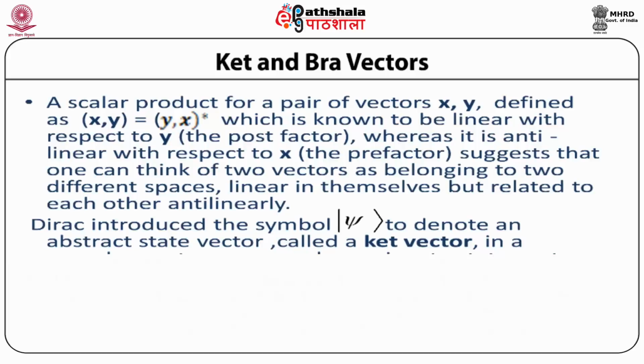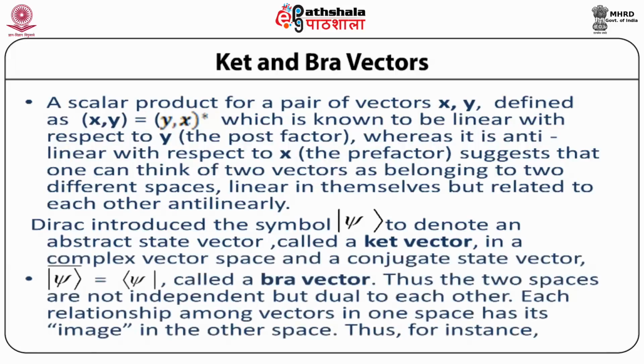Further, we can also define another vector, given by the symbol that is shown over here in the equation, and is called the bra vector. This is the complex conjugate state vector of the ket vector psi. Thus, the two spaces are not independent but dual to each other. Each relationship among the vectors in one space has its image in the other space.